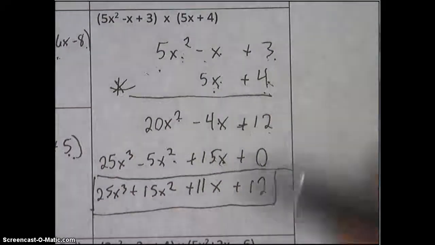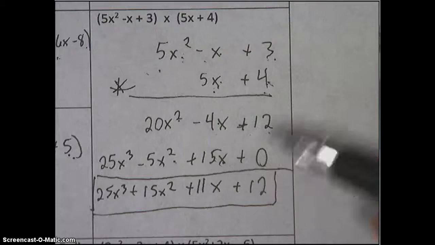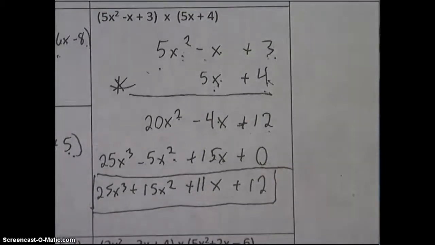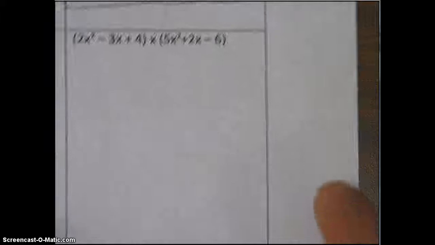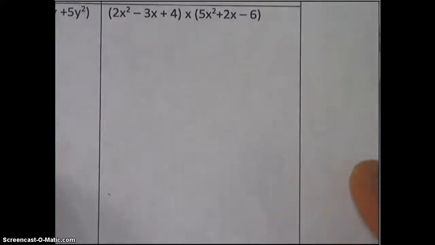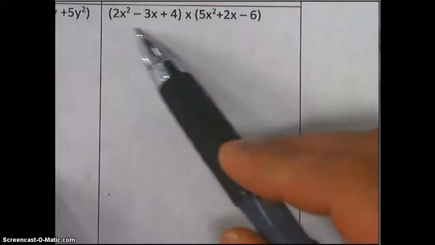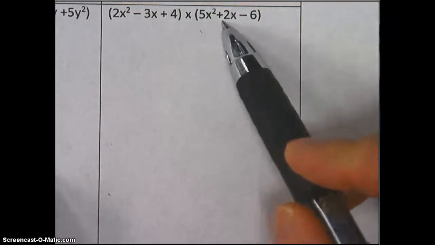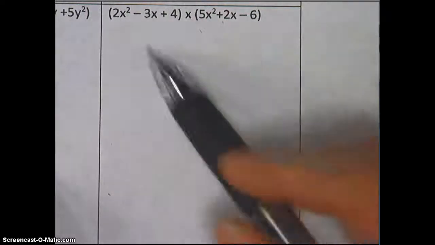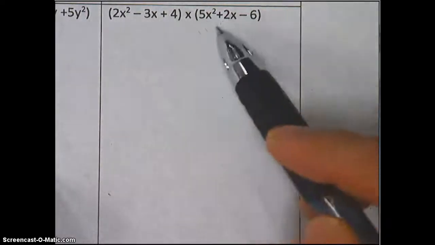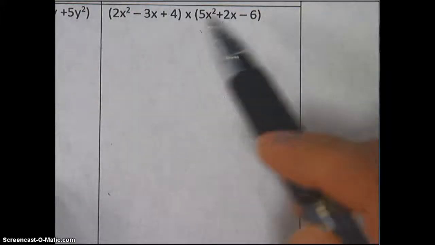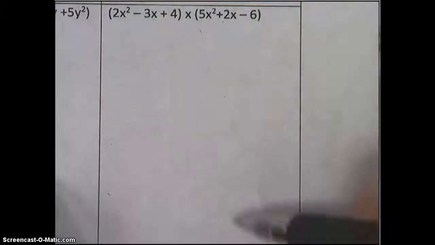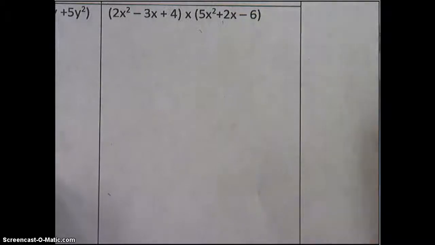So some people are going to prefer to do it this way, the way you did it in the 3rd grade, but some people prefer the box method. So on the next example, I want to show you how to do this using the box method. So we've got 2x squared minus 3x plus 4 times 5x squared plus 2x minus 6. So you've got a trinomial times a trinomial. 3 by 3. 3 times 3 is 9, so we need to make a box that's 3 by 3 that has 9 individual squares in there.